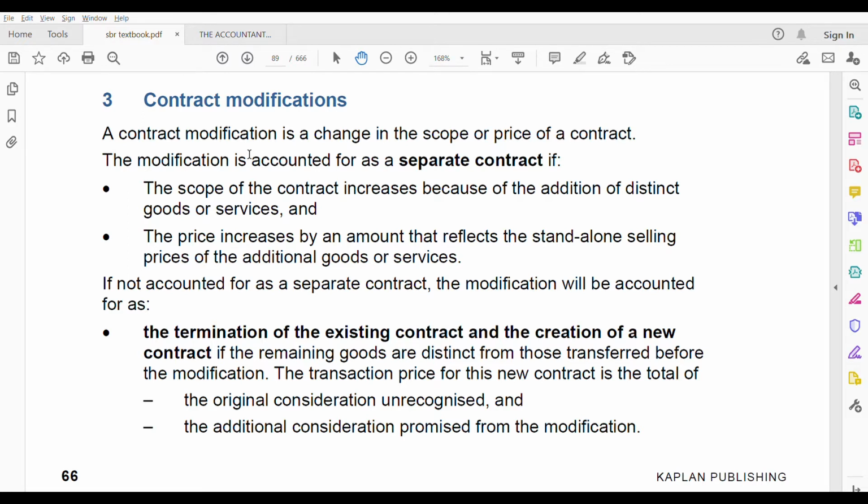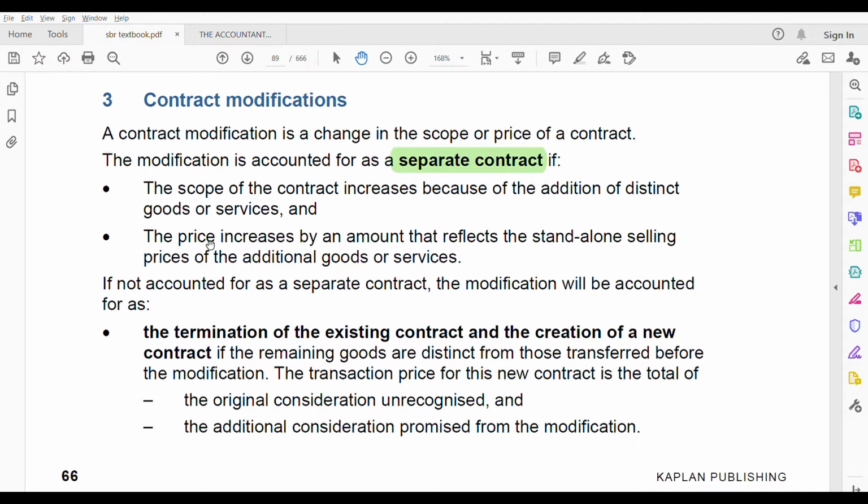A contract modification is a change in scope or the price of a contract. Maybe the scope of the contract might have changed or even the price. So the modification is accounted for as a separate contract. So when you modify, that is known as a separate contract, if two things are there: the scope of the contract increases because of the addition of distinct goods or services. That means now more goods and services have been put in that contract, which are distinct. That means performance obligations are more now. So the scope is increased.